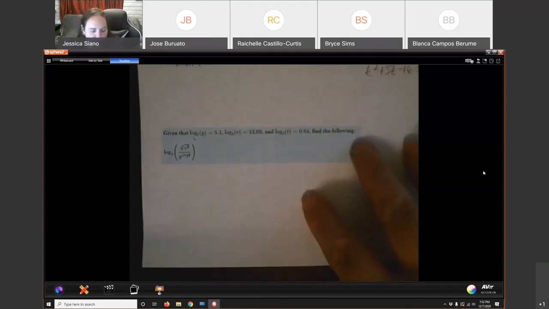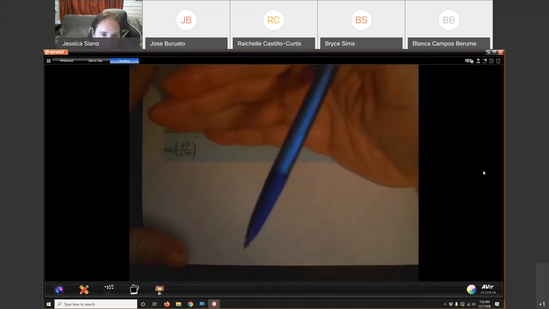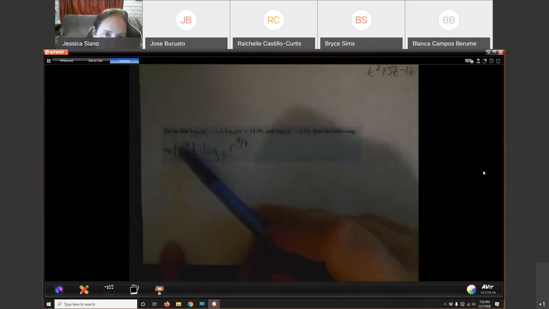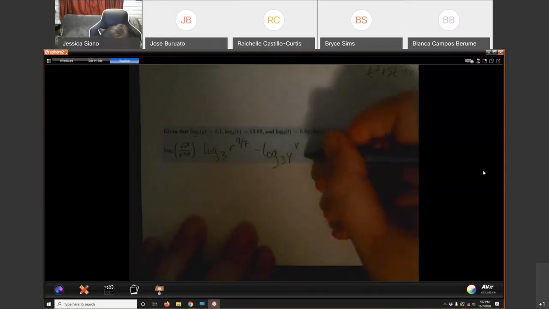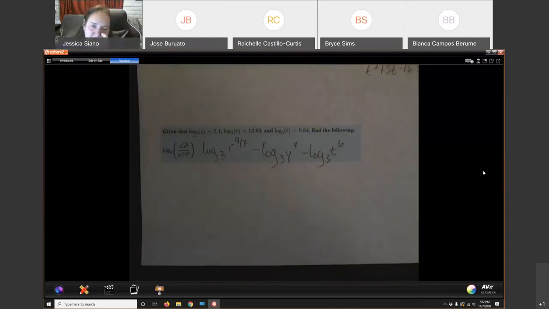Okay. And then here, remember, I don't pay any attention to this until I'm at the end. So I'm going to break this out and make it log base 3 of r to the 9/7, because remember, my exponent is my numerator and my index on my root is my denominator, minus log base 3 of y to the 11, minus log base 3 of t to the 6th. Anything in the numerator gets a plus, anything in the denominator gets a minus.